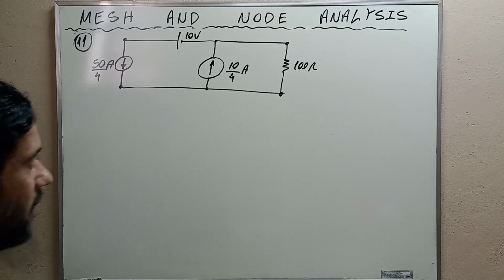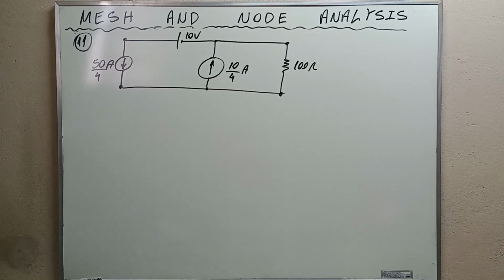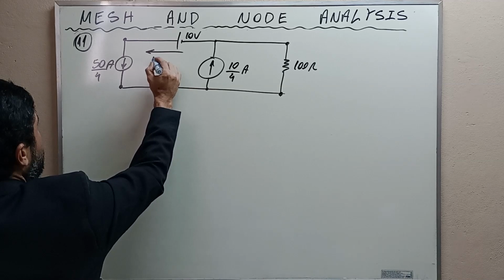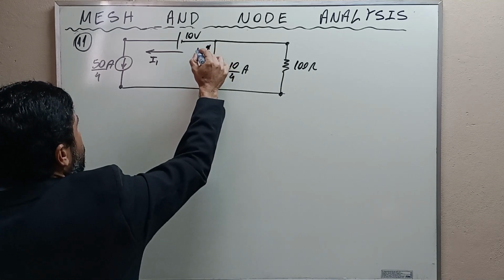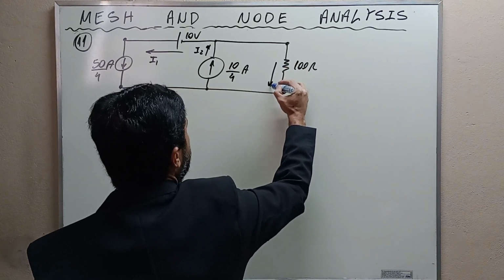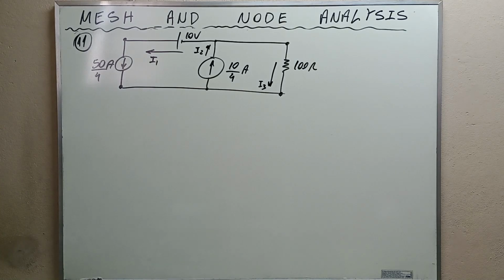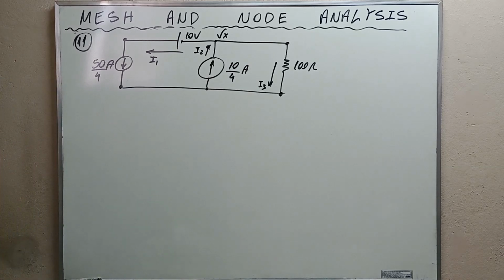And the exercise wants us to find the current through this resistor here. And to do so, we are going to use some labels. I'm going to call this current here I1. I'm going to call this current here I2. And I'm going to call this current here I3. Okay, my friends? And this voltage here, I'm gonna call Vx.